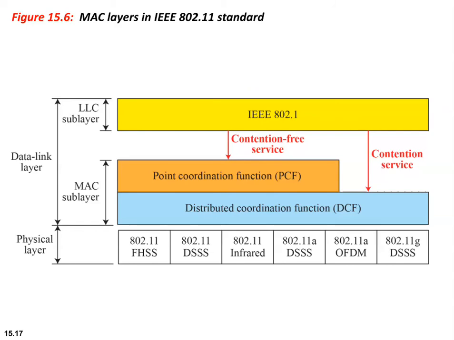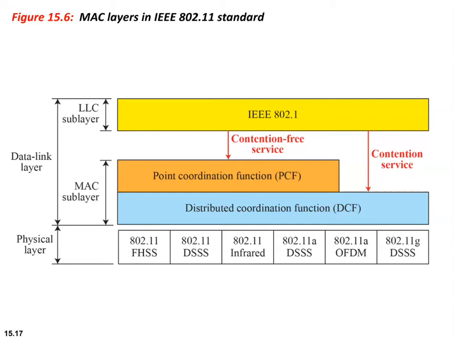The distributed coordination function, in short, is DCF. It is a protocol defined by the IEEE standard at the MAC sublayer. This distributed coordination function uses CSMA/CA as the access method. We have already seen what the CSMA/CA access method is.